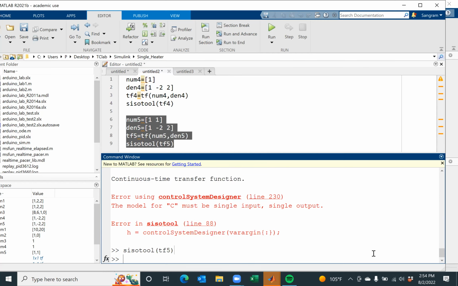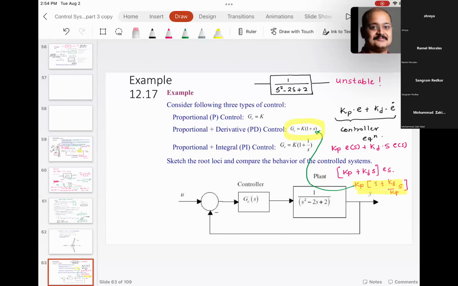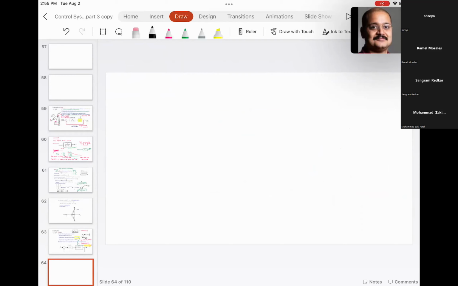Okay, now, so the next question is, how do we, let me share. How do we do it with proportional and integral control? So now let me talk about proportional and integral control. So if we have a proportional integral control, it is like Kp e plus Ki integral of e dt.